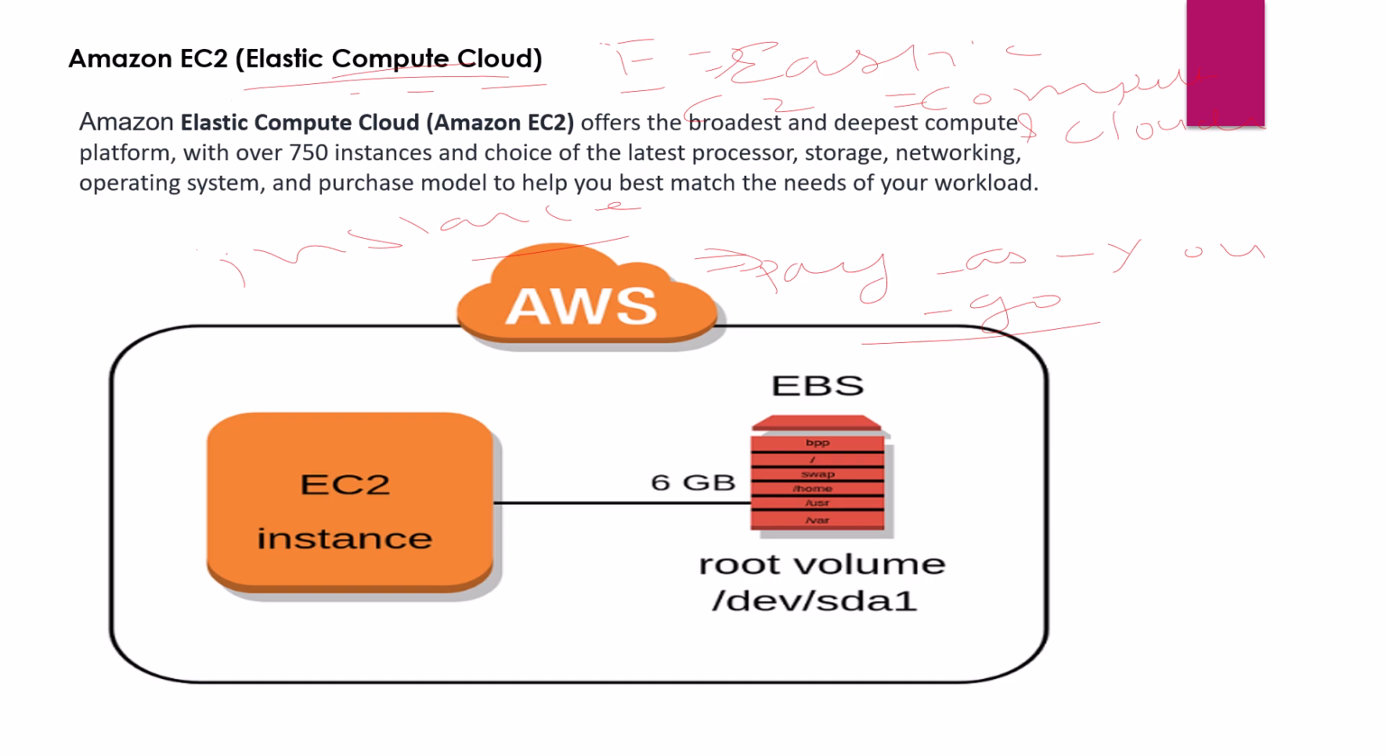EC2 offers the broadest and deepest compute platform. Platform means it provides everything: the processor, storage, networking, and the operating system as well. You can choose the best match for your workload. That means you can customize your machine as per your requirement. CPU, memory, processor, everything you can customize.